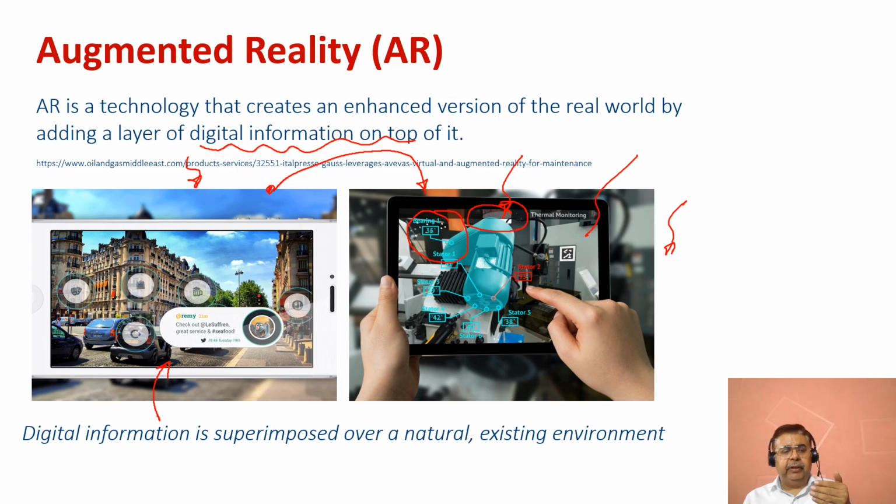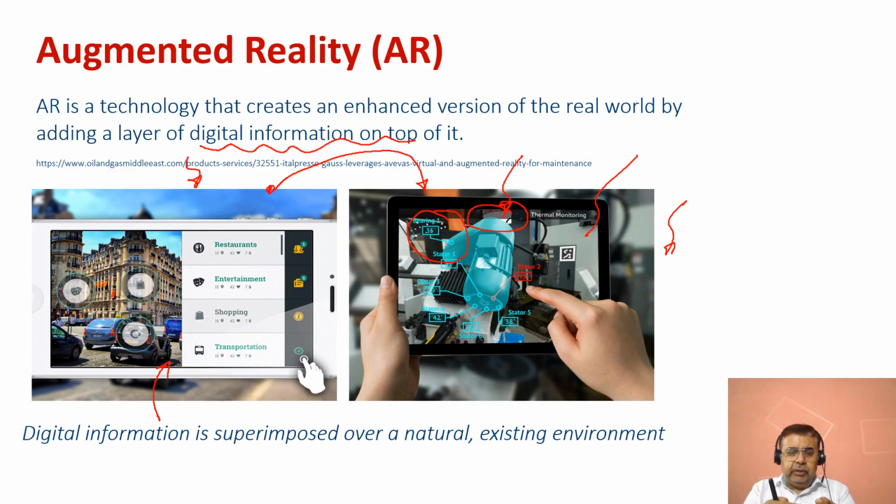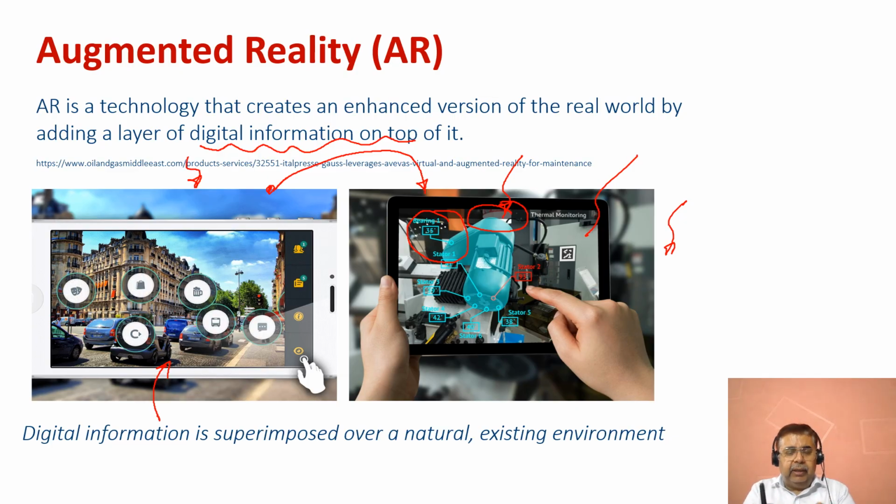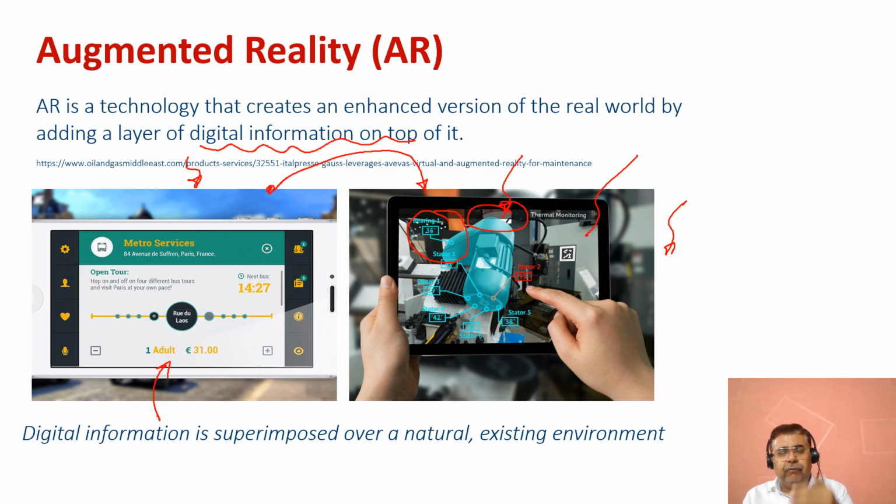So augmented reality. There is a reality, and I'm adding an additional digital layer on top of it so that I'm able to provide extra information about that reality. We are adding extra information on top of it, and this is a digital layer which sits on top of the normal image. So augmented reality.